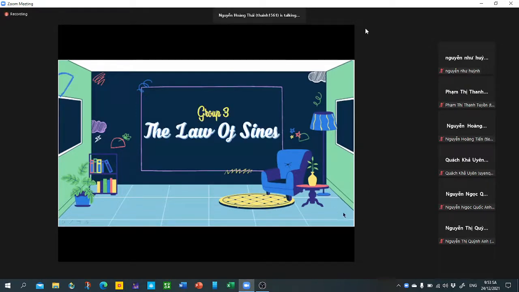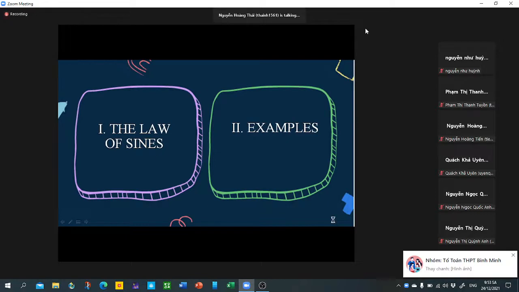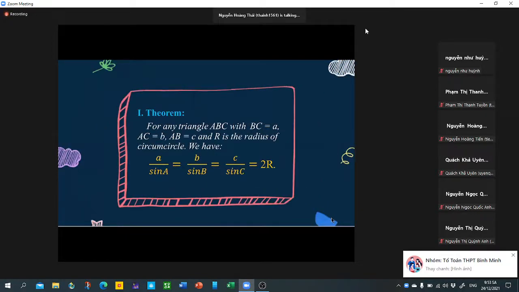So in this presentation, I have two contents that I want to talk about. The first content is talking about the law of sine, and the second is the example about it. So let's begin with the first content, the sine theorem. Find a triangle ABC with BC for a, AC for b, AB for c, and R is the radius of the circle. We have a over sin A equal b over sin B equal c over sin C equal 2 times R. So this is the formula of the sine theorem.